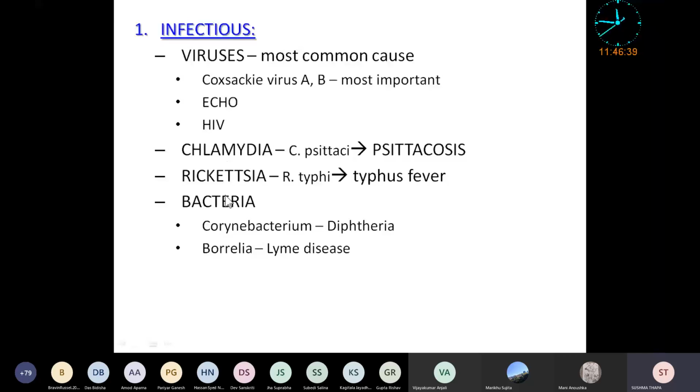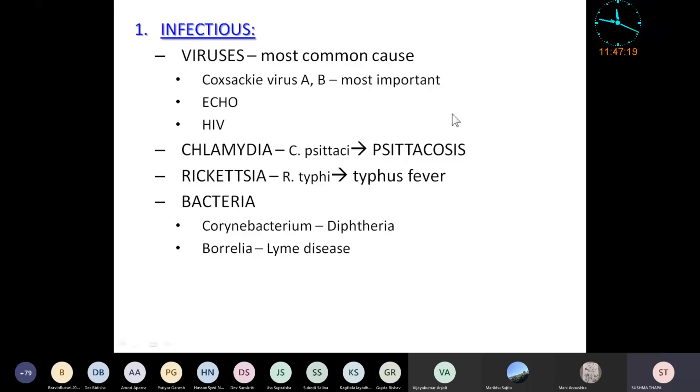Other infectious causative agents are there, like Chlamydia psittaci, leading to psittacosis, Rickettsia typhi in case of typhus fever, and other bacteria in which patients are more prone to have myocarditis. Like Corynebacterium diphtheriae in case of diphtheria, or if the patient is having Lyme disease caused by Borrelia, those patients are more prone to have myocarditis. So these are the infectious agents.